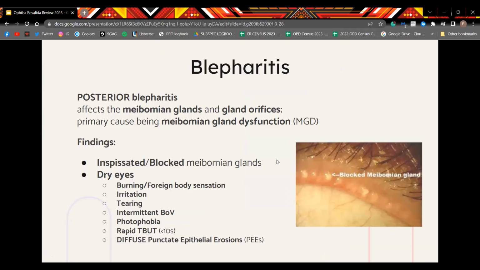So ito naman, it affects the posterior part of the eyelid, which includes yung meibomian glands natin and yung labasan ng meibomian glands. So posterior blepharitis is primarily caused by dysfunction in the meibomian gland. Makita nyo, meron siyang what we call yung inspissated or yung blocked meibomian glands. Para siyang barado na glands as seen in the picture. So again, anterior blepharitis would be yung crusting sa mga lashes or yung collarettes na tinatawag. Pag posterior blepharitis naman, it's the inspissated or the blocked meibomian glands. And again, you would present with symptoms ng dry eyes.